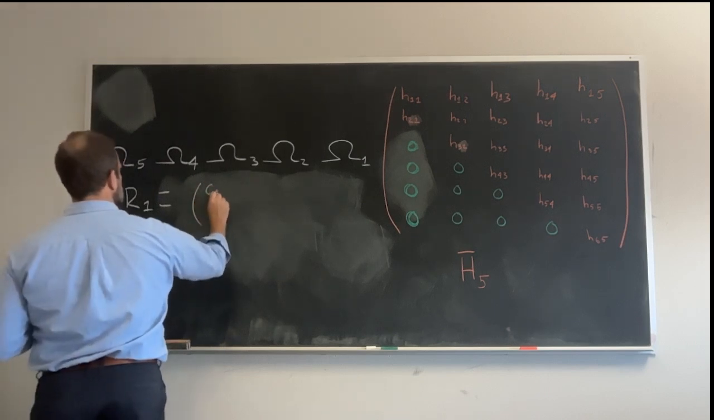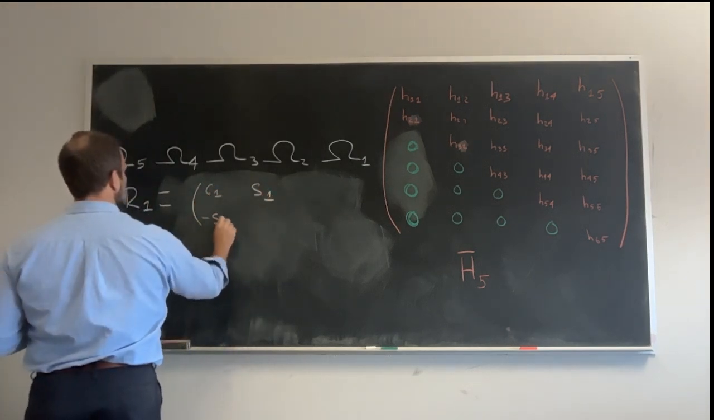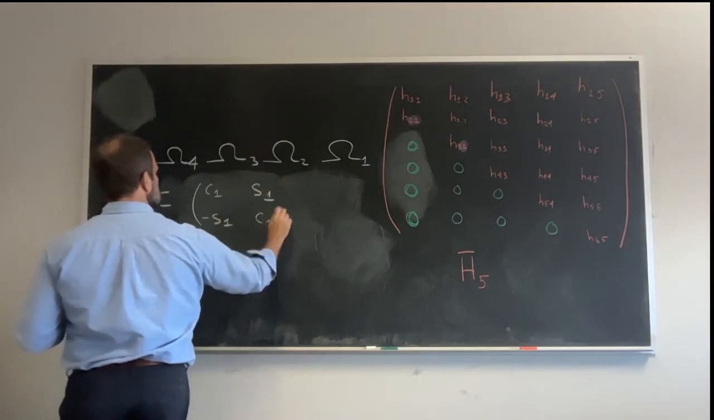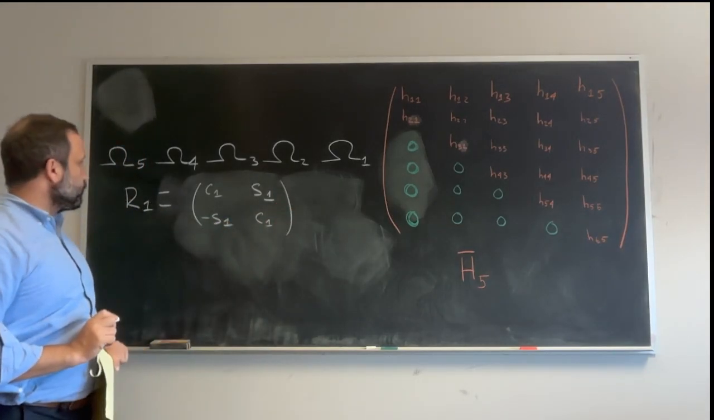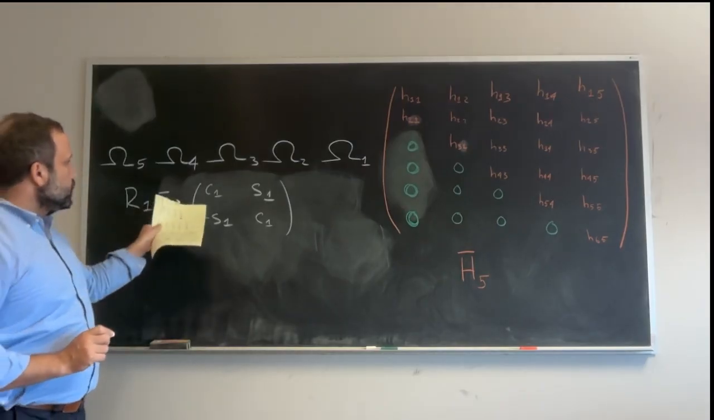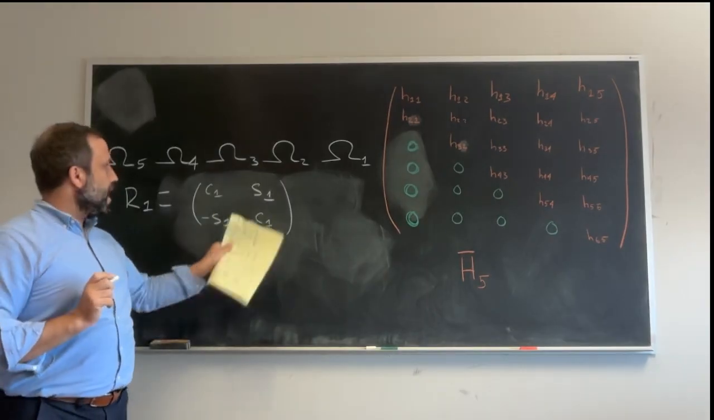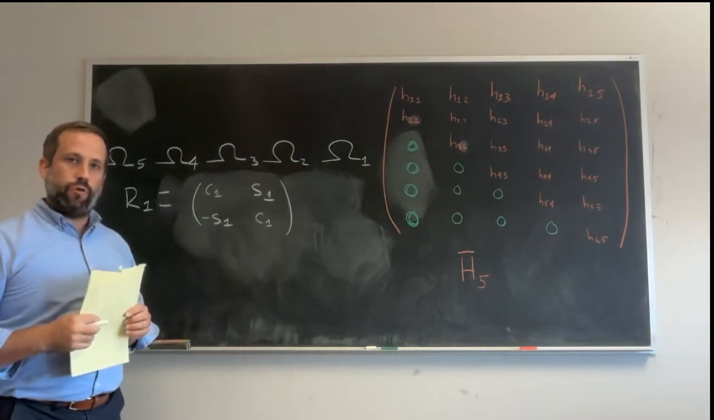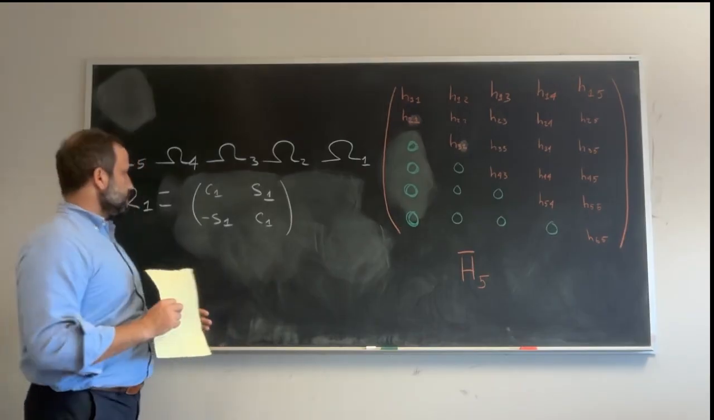C1, S1, minus S1, C1. And the notation C and S, again, hopefully you remember from linear algebra, these are going to be cosine and sine. So C1 is going to be cosine of the angle of rotation, and S1 is going to be the sine of the angle of rotation, if you want to view things geometrically. It's not completely necessary for what we're going to be doing.